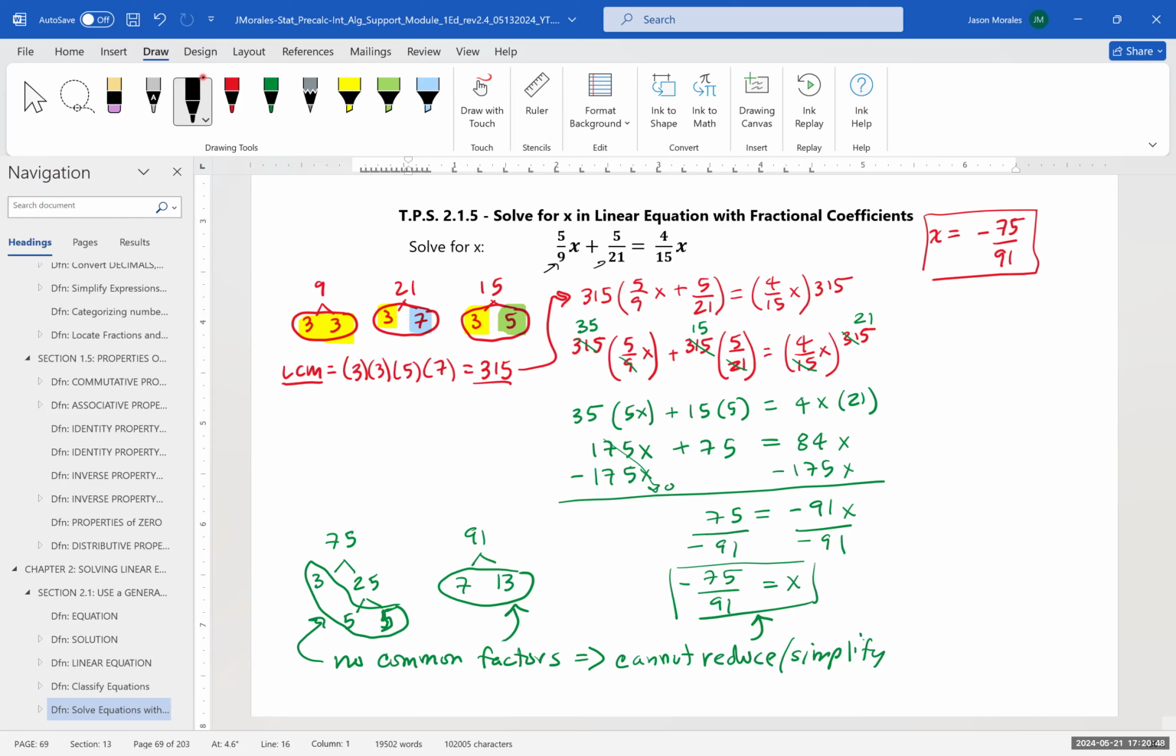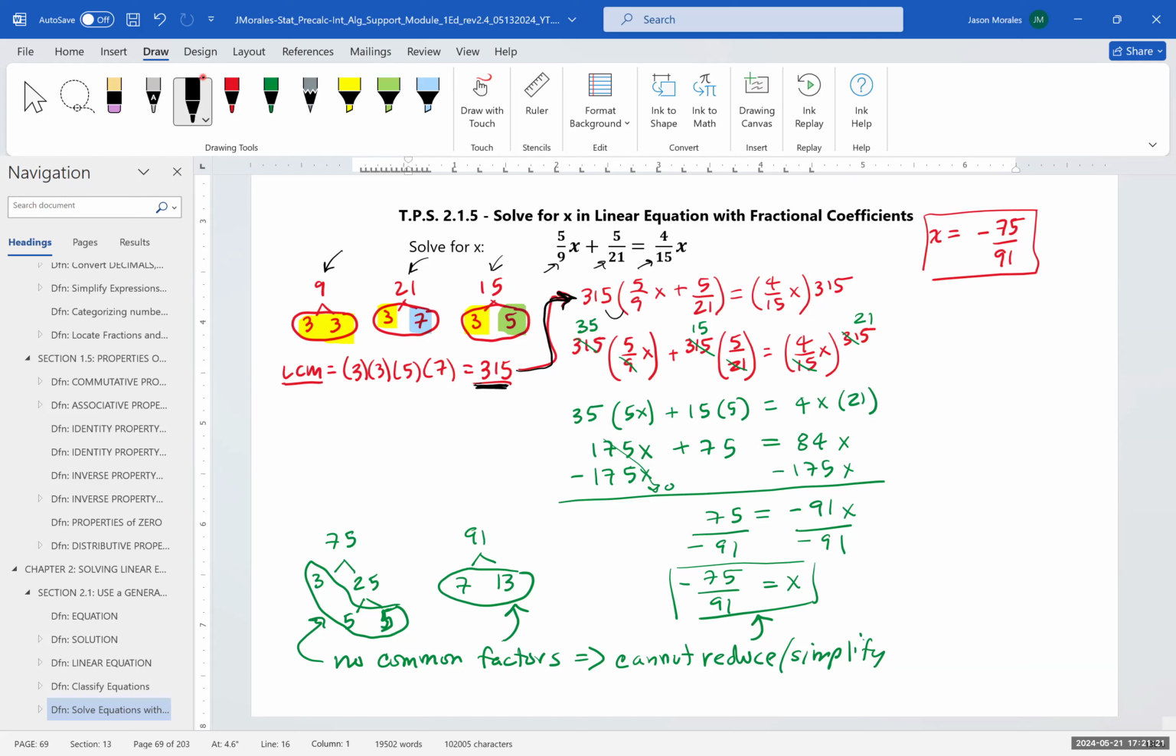my denominators were 9, 21, and 15. So the first thing I want to do is look for the least common multiple of 9, 21, and 15. And so I used that least common multiple procedure that I taught you to find the least common multiple of 315. And so I just multiplied the entire fractional equation by 315. And that's what you see here in this first step.